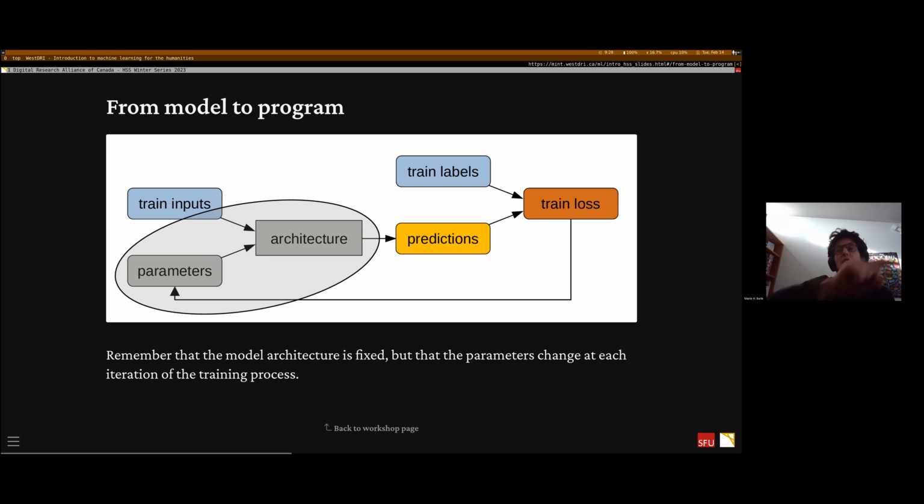So at each iteration, the train loss will decrease a little bit, but it takes very many iterations to get good parameters. So that's why you need a ton of computing power.